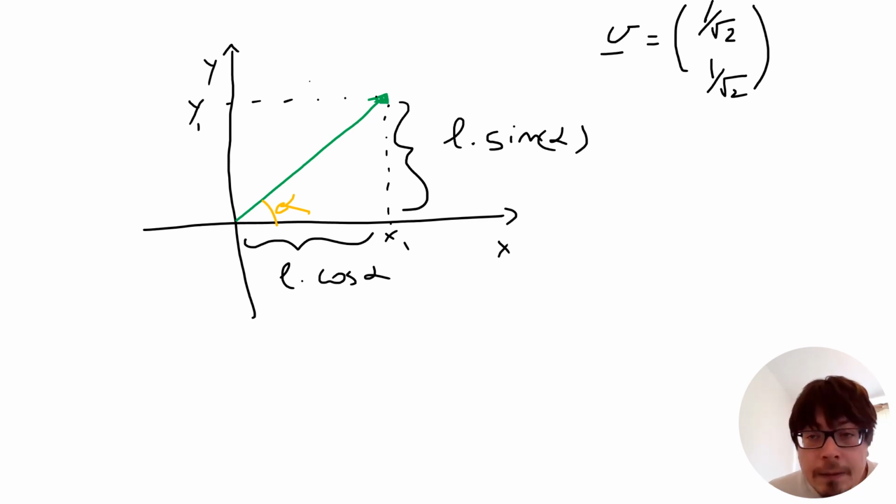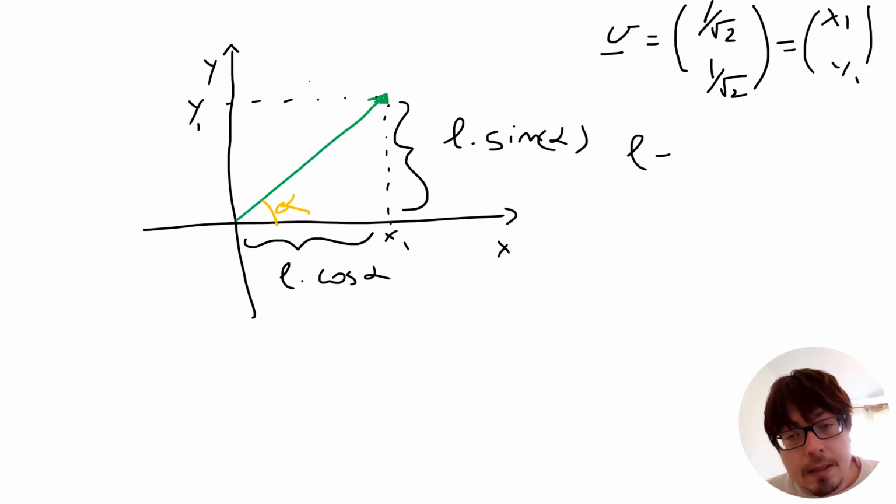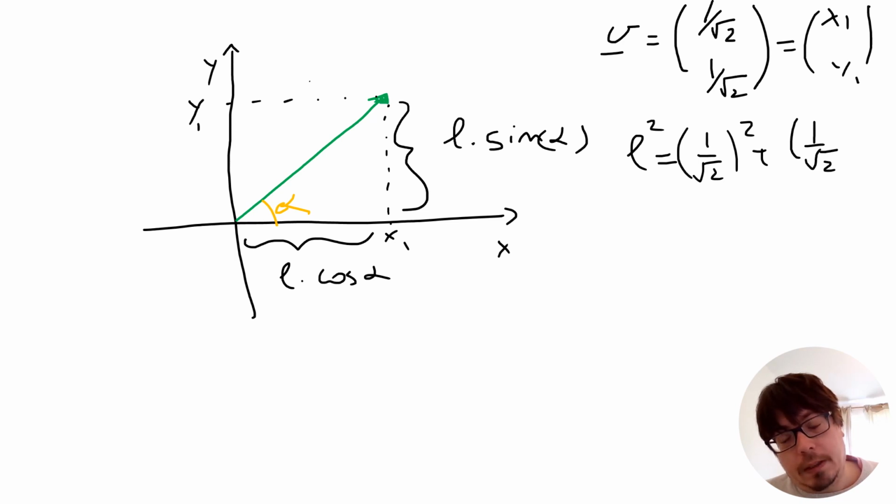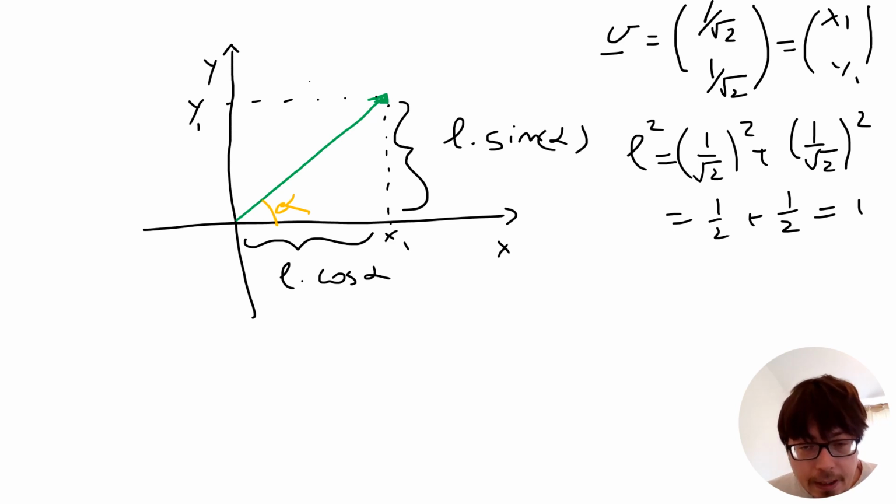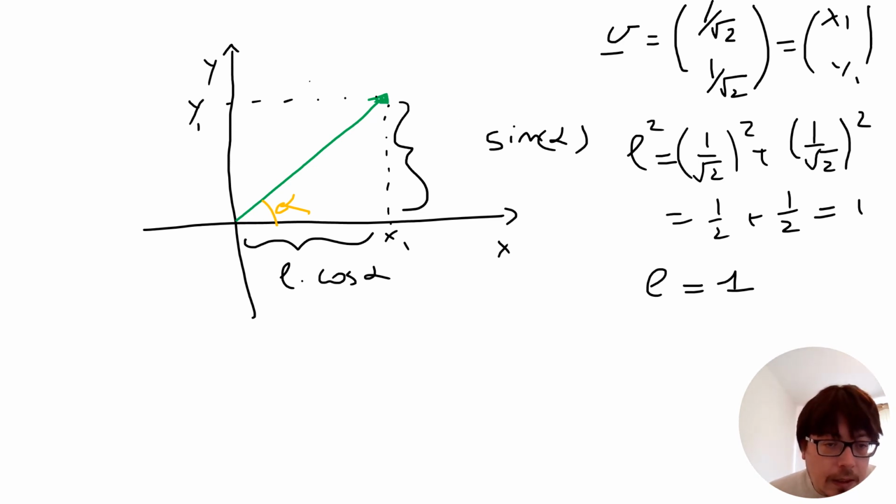So this vector here, meaning x1 and y1, has this particular length. What makes this special is that the length squared is 1 over square root of 2 squared plus 1 over square root of 2 squared. Okay, but this is 1 over 2 plus 1 over 2. This is 1, meaning that the length of the vector is 1 because the square root of 1 is 1. With plus or minus, but we pick the correct sign because it's a positive length. So let's forget about L because L is equal to 1 in this case.